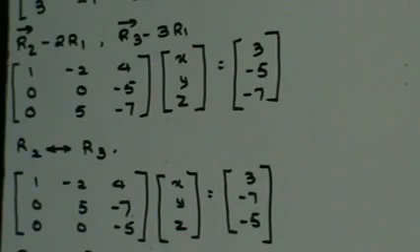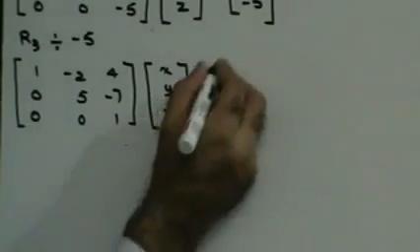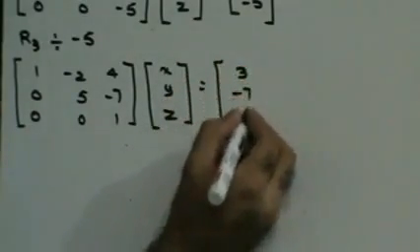If I divide R3 by minus 5, I'll get 1, minus 2, 4, 0, 5, minus 7, 0, 0, 1, times x, y, z, equals 3, minus 7, 1. Once you have this, I'll finish solving the third column first. I need to make these two numbers 0. Where is the number in R1? What is the number? 4. The complement of 4 is R1 minus 4 R3. Similarly, where is the number in R2? What is the number? Minus 7. The complement of minus 7 is plus 7 R3.